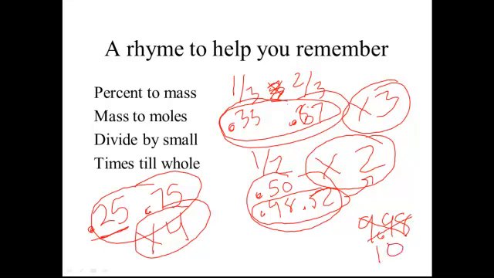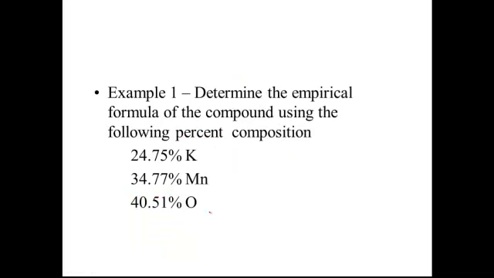Okay, so after you divide by that small number, it's going to take a little bit of practice. But when we do that times till whole, you're either going to be multiplying by a 2, a 3, or a 4 to get to your whole number. So let's look at another example. It says determine the empirical formula of the compound using the following percent composition: 24.75% potassium, 34.77% manganese, and 40.51% oxygen.